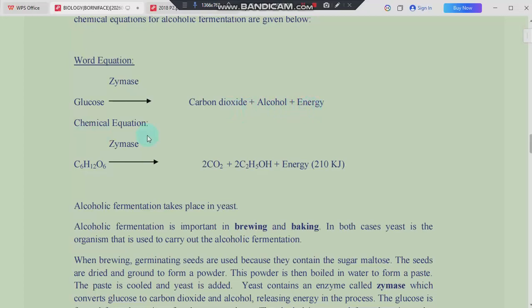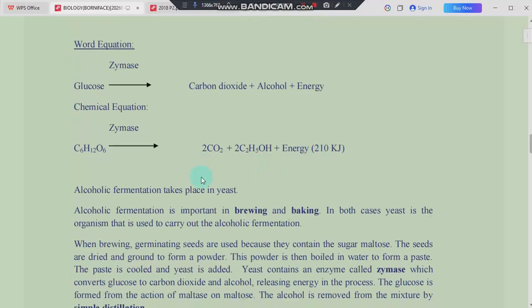So the chemical equation is as follows. We have glucose, zymase to produce carbon dioxide plus C2H5OH. So this C2H5 is ethane. When we put an OH, it becomes an ethanol, which is an alcohol, right? And then we have energy, which is 210 kilojoules.